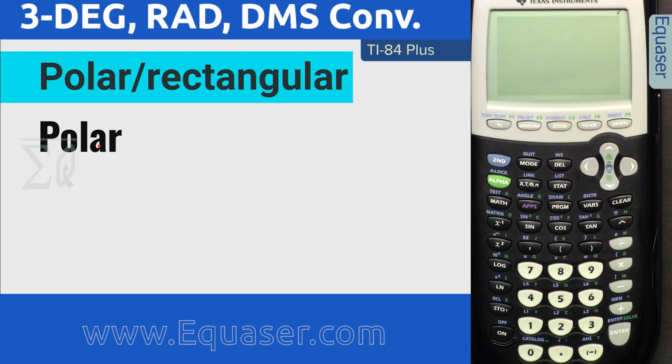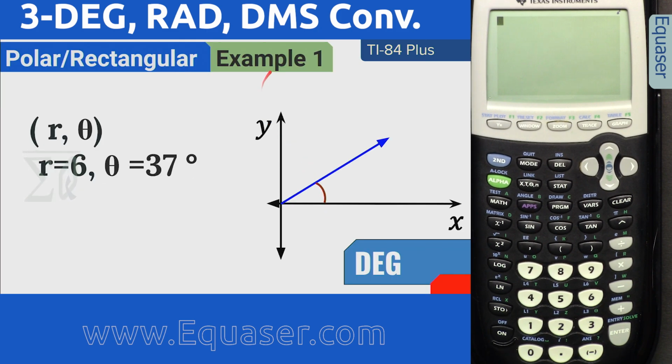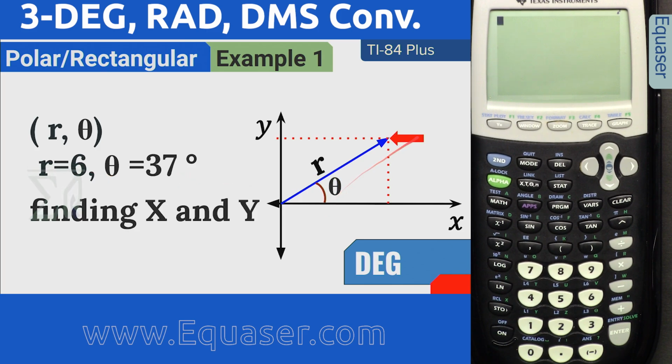So we have polar coordinates and also we have rectangular. In some schools or books it's called Cartesian. So get ready for that. Let's have a look at example 1. We have r, which is the length of this radius or vector, 6, and then we have the angle 37, and we want to find the tip of this coordinate in terms of x and y.